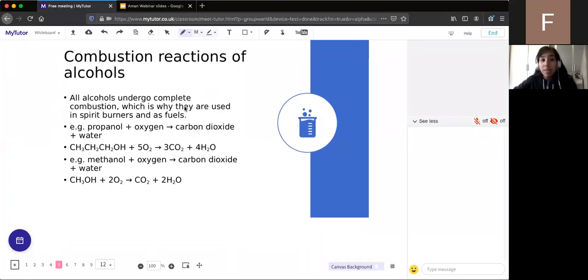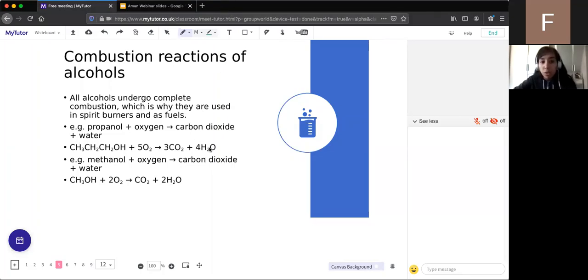So it's exactly the same as all other combustion reactions. When it's complete, we produce carbon dioxide and water, and that's why they're good as fuels. So remember, one of the core properties of fuels is that they need to be able to burn well and produce carbon dioxide and water. So they're used in spirit burners and fuels.